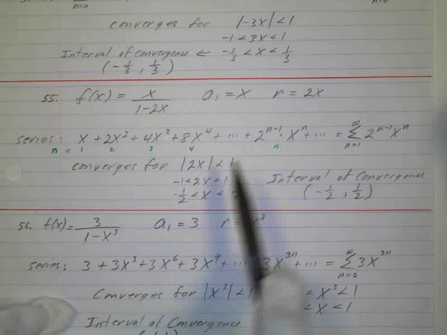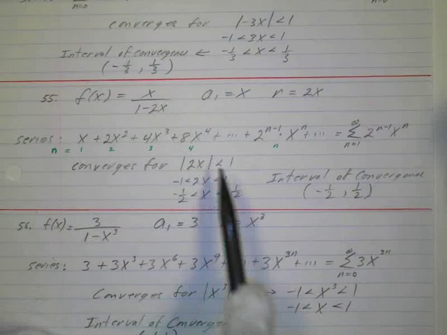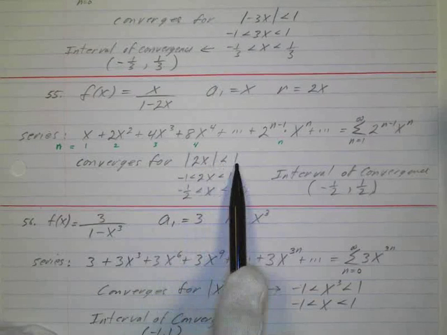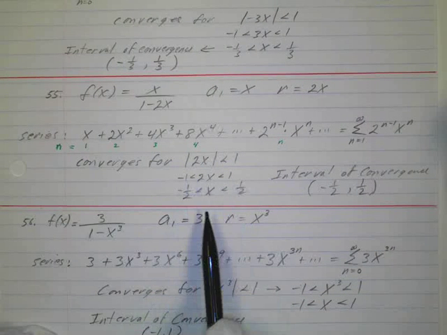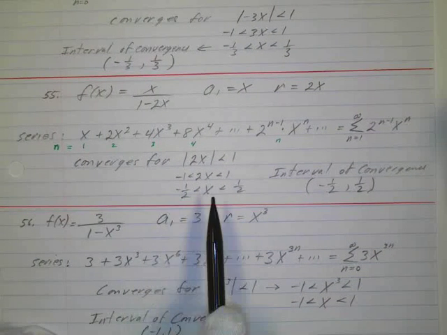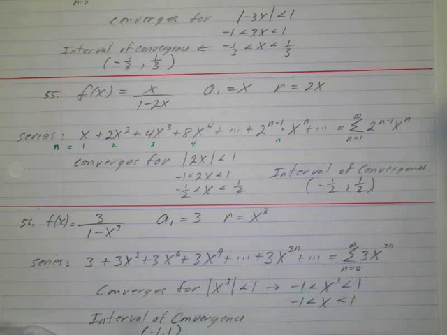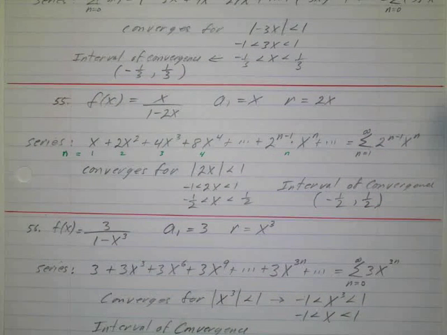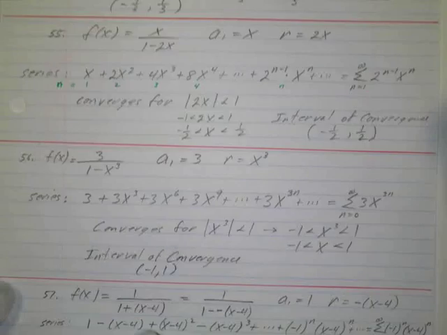So our ratio r is 2x. The interval of convergence will be when the absolute value of 2x is less than 1, or 2x is between negative 1 and 1, so divide by 2, and we get negative 1/2 to 1/2. So that's the interval of convergence. Okay, and there's the series. Okay, 56.